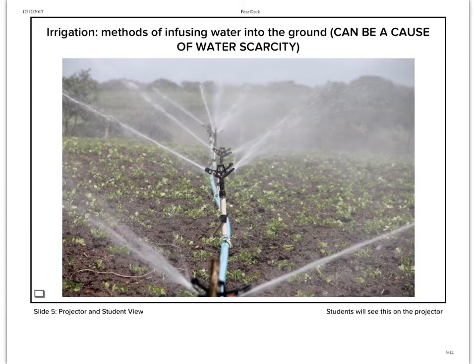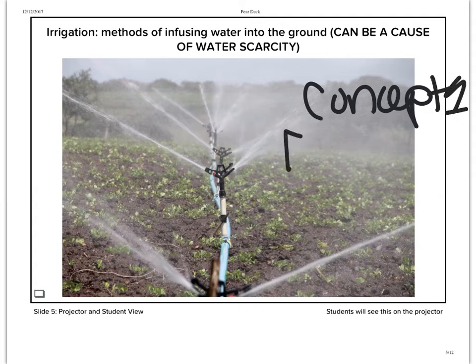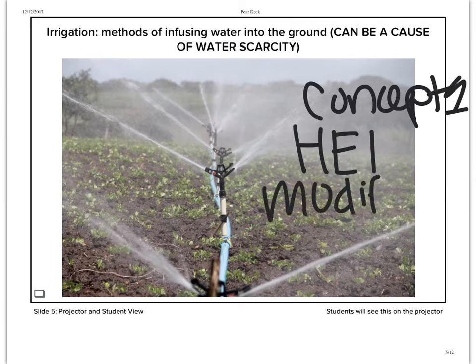Okay, your next word is irrigation. This should sound familiar because we talked about it in concept 1. When we looked at human environment interaction, irrigation was an example of a modification, something that humans do that modifies the environment.